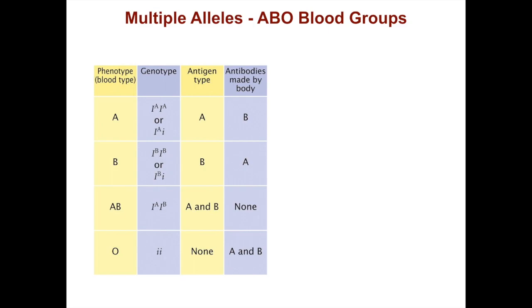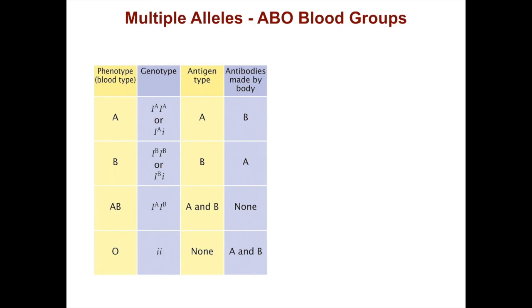So in this case, we have 4 different phenotypes, A, B, AB, and O, caused by 6 different genotypes. You can either be AA or AO, which is denoted by the little I, BB or BO, AB or OO.